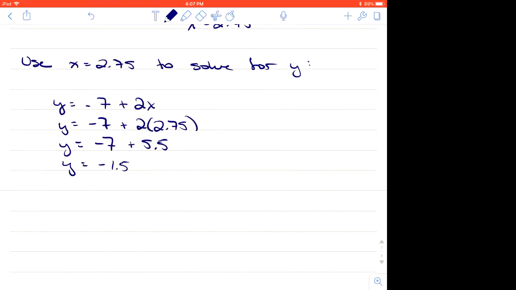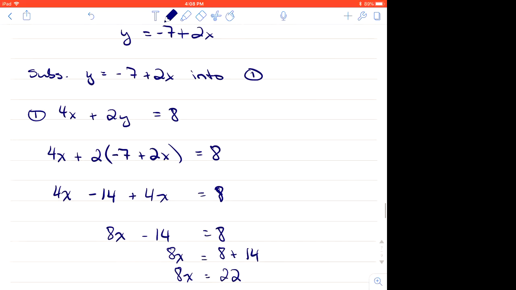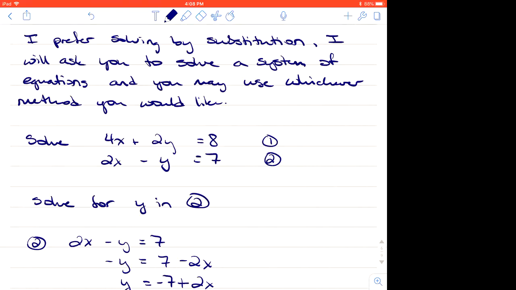Okay. Therefore, the solution to this system is x equal to 2.75 and y equal to -1.5. Or we can just write 2.75, -1.5. Right, just coordinate notation is fine too. Okay. So that's saying that both these equations have to be true when x is 2.75 and y is -1.5.